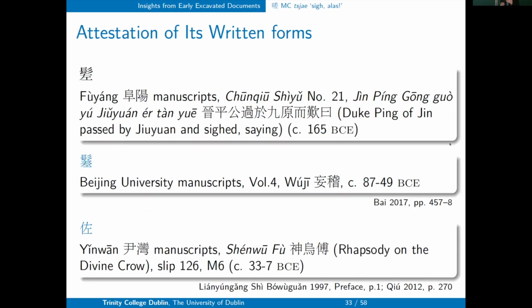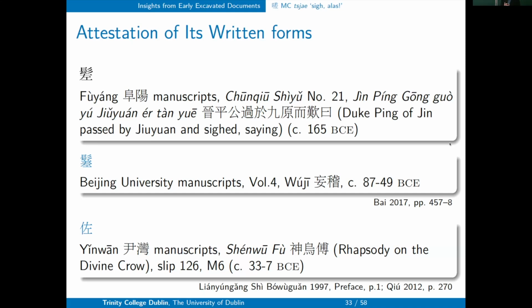And also in slightly later manuscripts, as in the Fuyang manuscripts, it was written with a character with the phonetic zuo, which is around 165 BCE. And in the Beijing University manuscripts Wuji, it was written with a phonetic cha, which is around 87 to 49 BCE. And in the quite late Wang Han manuscripts, but also in Western Han. And in the Shenwu Fu, which is around 33 to 7 BCE, it was written with the character zuo.